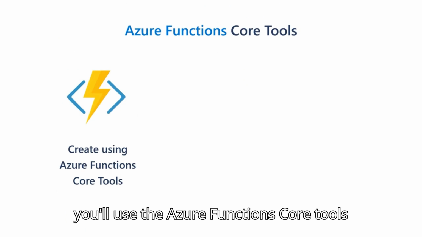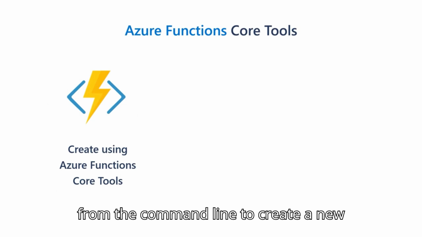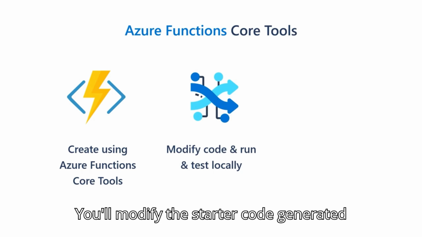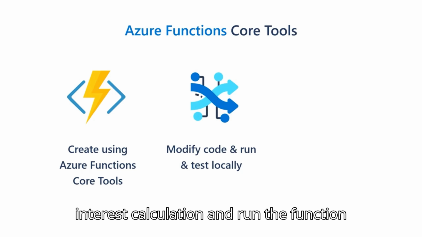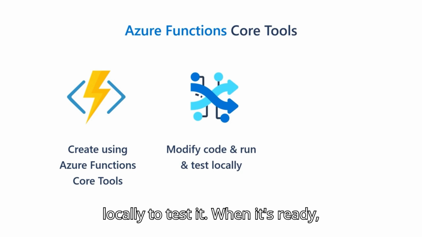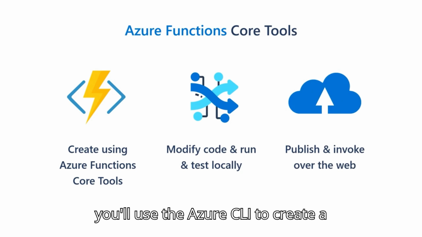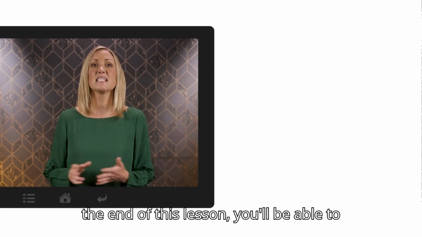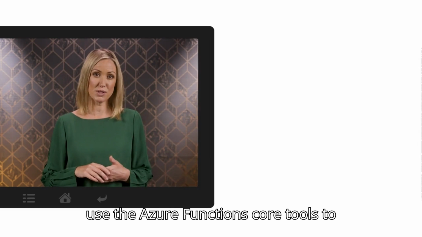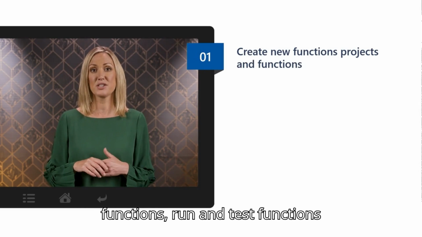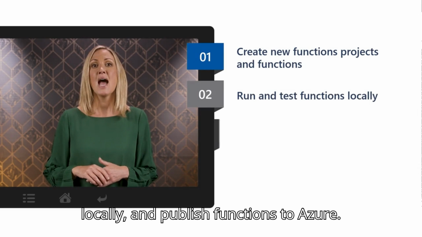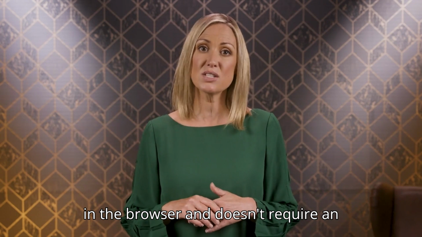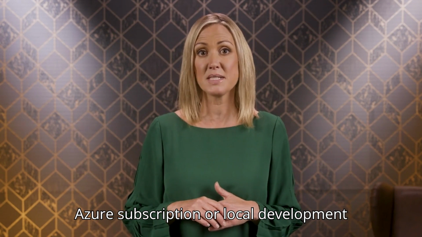In this lesson, you'll use the Azure Functions core tools from the command line to create a new local functions project and function. You'll modify the starter code generated by the core tools to run a simple interest calculation and run the function locally to test it. When it's ready, you'll use the Azure CLI to create a function app in Azure, publish your function, then invoke it over the web. By the end of this lesson, you'll be able to use the Azure Functions core tools to create new projects and functions, run and test functions locally, and publish functions to Azure. This lesson's exercise can be completed in the browser and doesn't require an Azure subscription or local development environment.